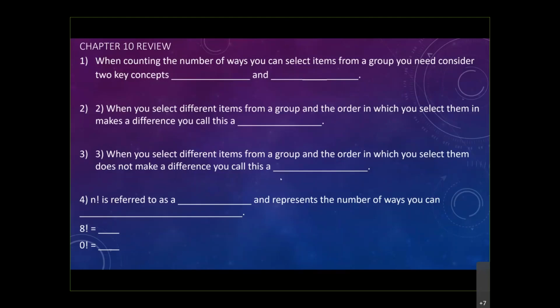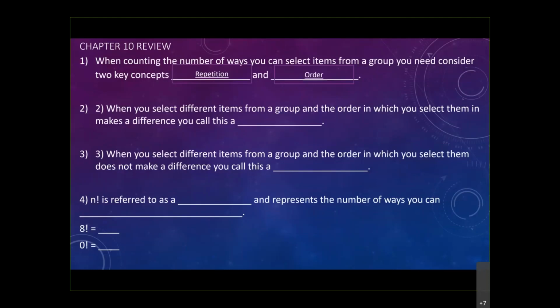The two keywords they ask you about are: does the repetition, can you repeat the item, is repetition allowed? The other thing is, does the order matter? Those are the two items. They will ask you, can you reuse the item, or does the order matter?